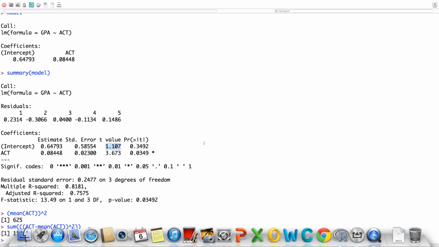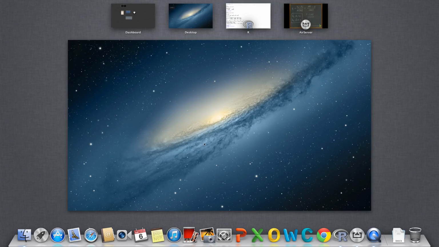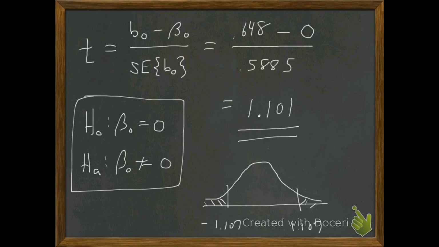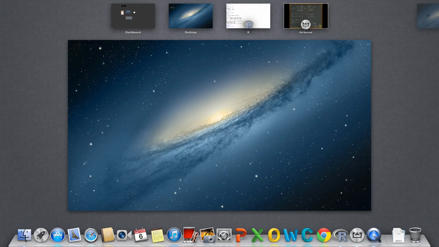So let's go ahead and calculate the p-value. So in the t-distribution, our p-value is going to be the area under the curve to the right of 1.107 and to the left of negative 1.107. So let me get that to where you can see it. Okay, so it's this area plus this area. So guys, we can use our calculator, or we can use R. I'm going to use R.